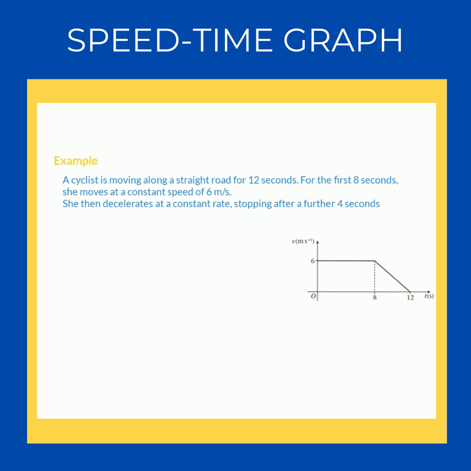So the distance d is equal to the area of the rectangle, which is 8 times 6, plus the area of the triangle, which is half times the base, which is 12 minus 8, so it's 4, times the height, which is 6. So it's equal to 48 plus 12, and the answer is 60 meters.